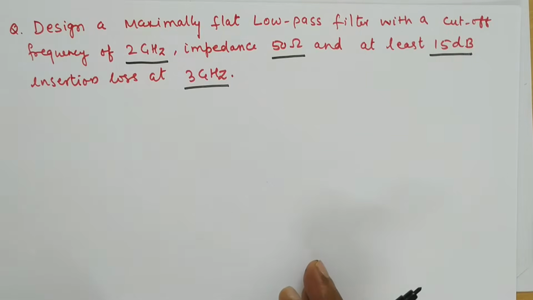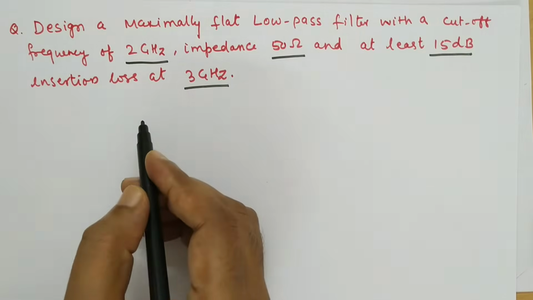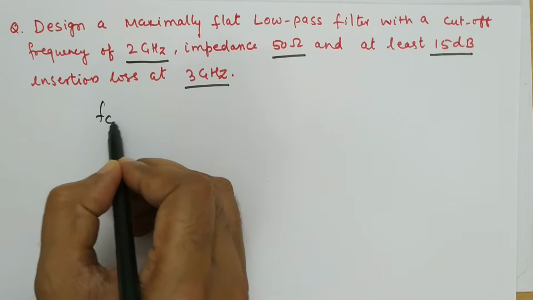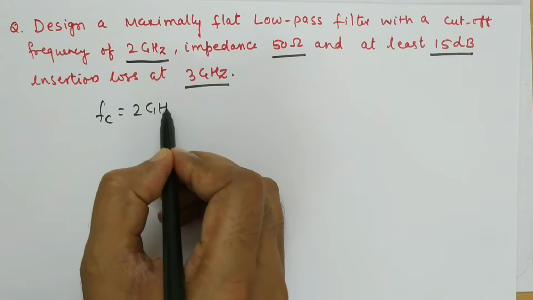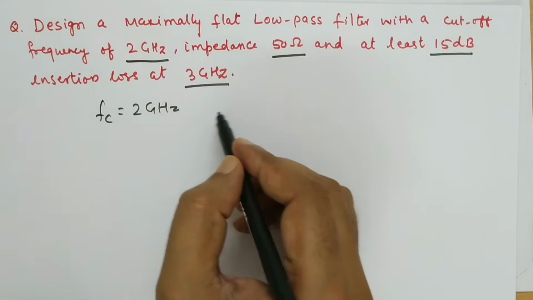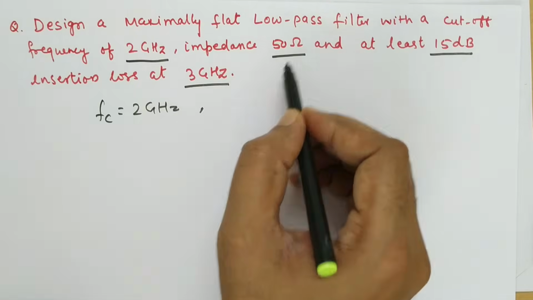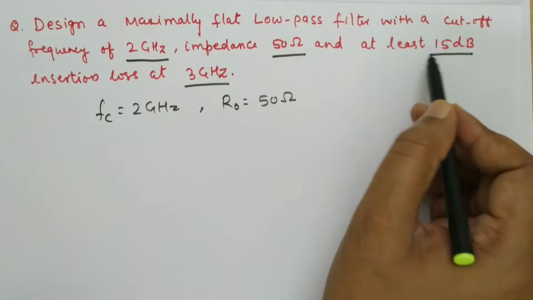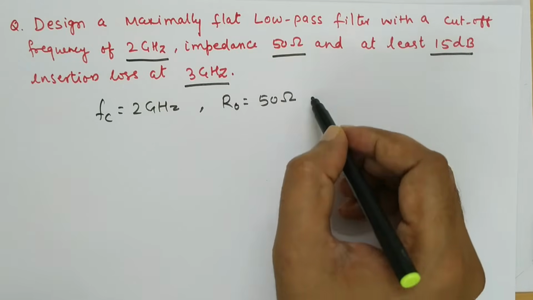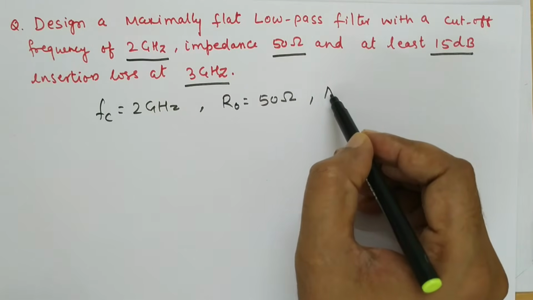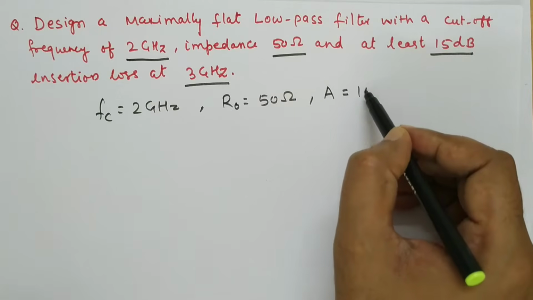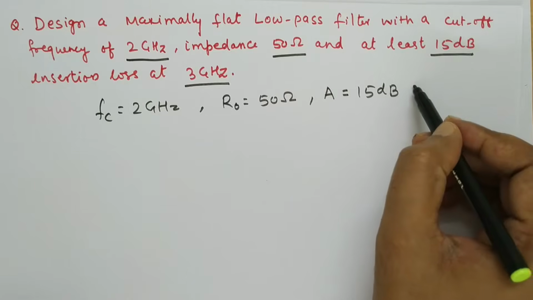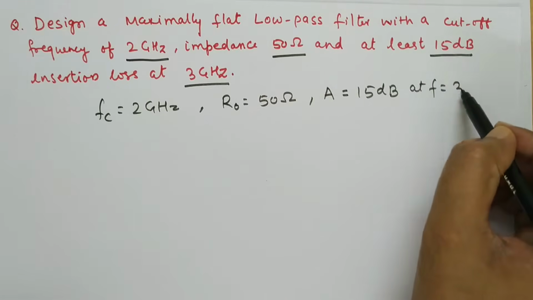So from the question, first of all we have to find the various parameters which are given. The first parameter is the cutoff frequency Fc equal to 2 GHz, and the second parameter is R0, which is equal to 50 ohm. Then we have 15 dB insertion loss. I have assumed that as A, and A is 15 dB, at frequency 3 GHz.